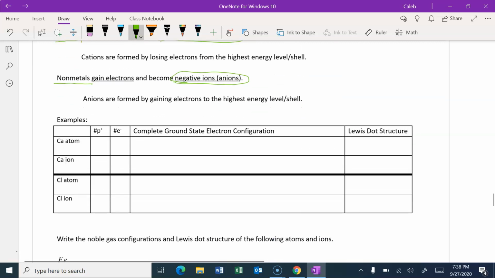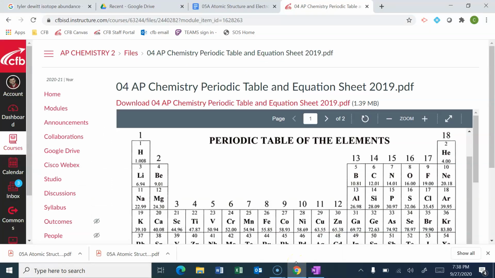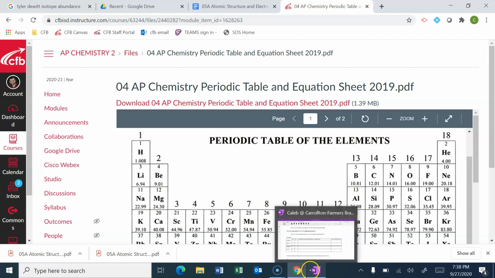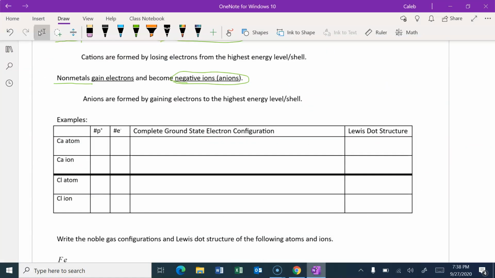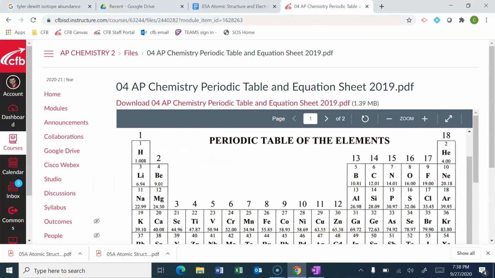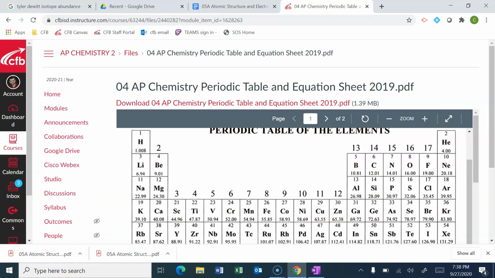So let's look at a couple of examples. The calcium atom, if you look at calcium on the periodic table, has 2 valence electrons. It's got 20 protons and it's got 20 electrons. That's what the calcium atom has. And its electron configuration is going to be 1s2, 2s2, 2p6, and then 3s2, 3p6, and because it's in the 4th energy level, 4s2.